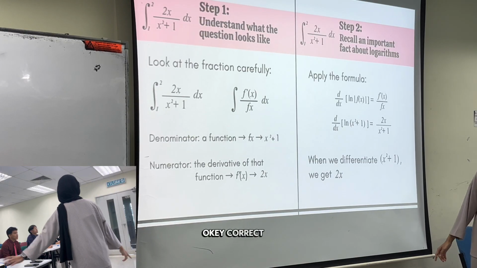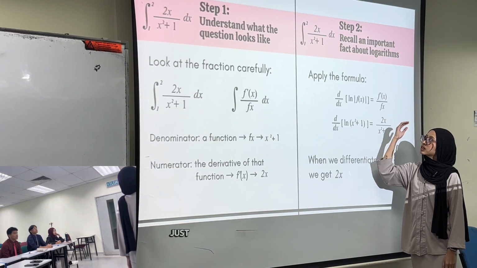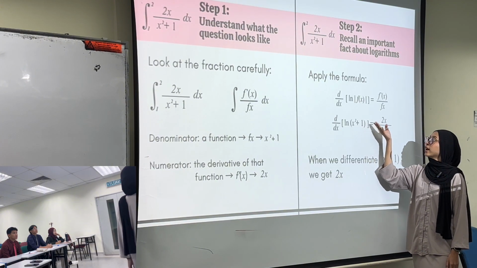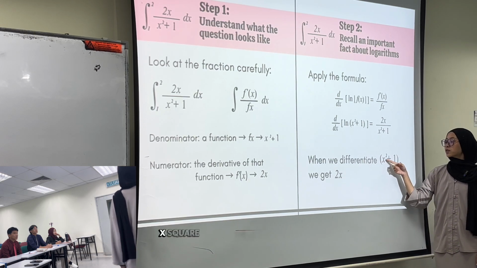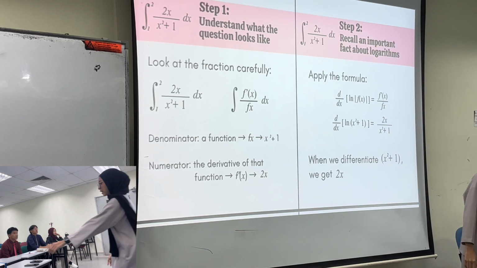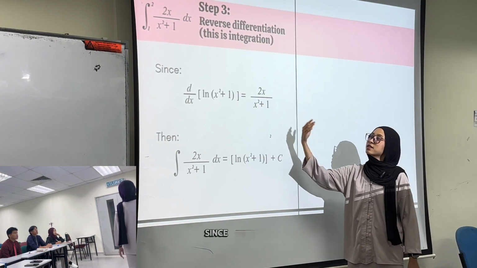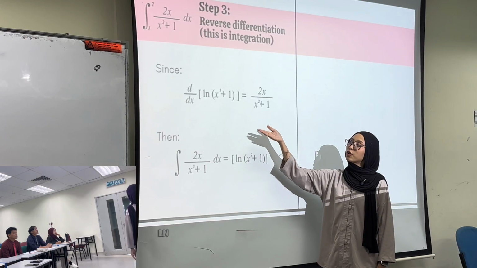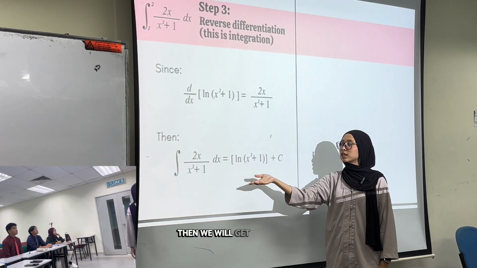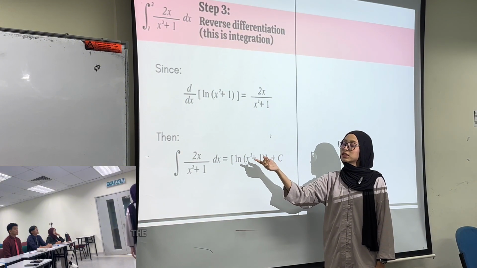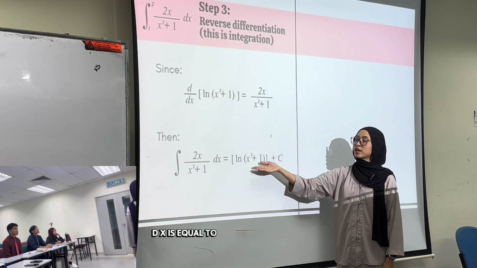Correct. So the second step, like I said, we have to apply the formula. Just substitute the value of fx and f prime x over fx, and when we differentiate x squared plus 1, we will get 2x. Step 3, since d over dx of ln of x squared plus 1 equals 2x over x squared plus 1, the integration of 2x over x squared plus 1 dx is equal to ln of x squared plus 1 plus c.